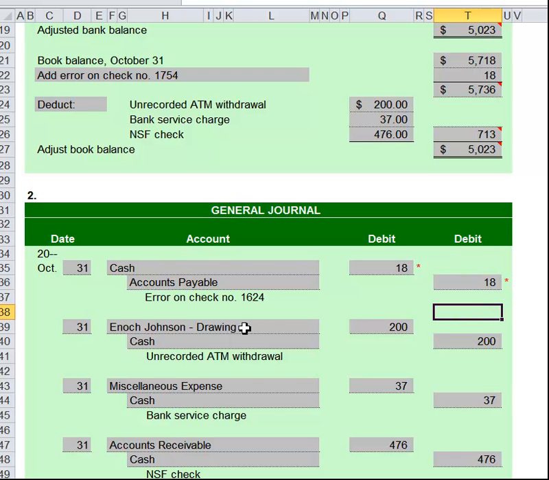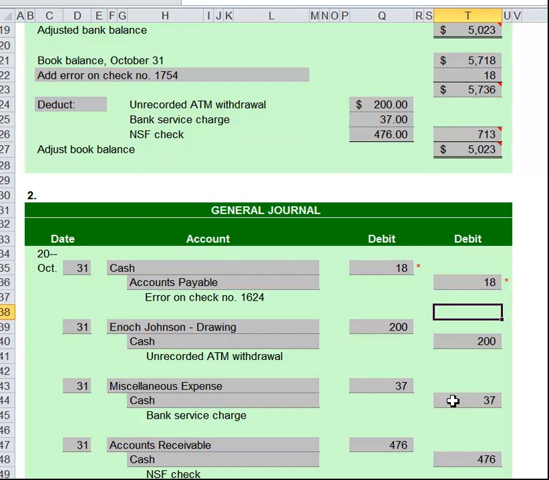Then we had an unrecorded ATM withdrawal. That would be just like if we had recorded it in the beginning: we would have debited drawing and credited cash. It's just like anytime you say the owner withdrew cash. Then miscellaneous expense for our bank service charge, and you'll notice that in all of these, the cash account is affected. So debit miscellaneous expense, but then we're crediting cash because they took money out.